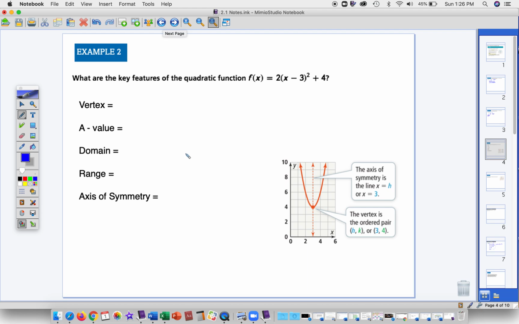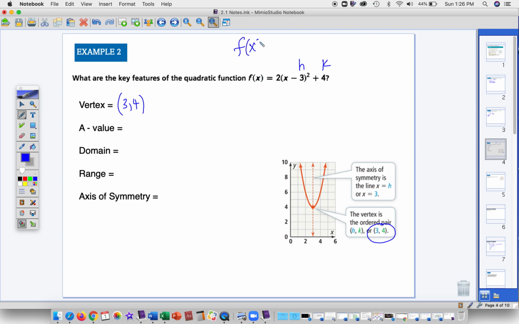Example 2. So what are the key features of this graph? We're going to look at all of these things. So again, that vertex form, there's my h comma k. That's my vertex. Okay, so the vertex is 3, 4. Now if you're saying, well, wait a minute, why isn't it -3? Remember, that horizontal shift is opposite of what we think. The standard form is with the negative.